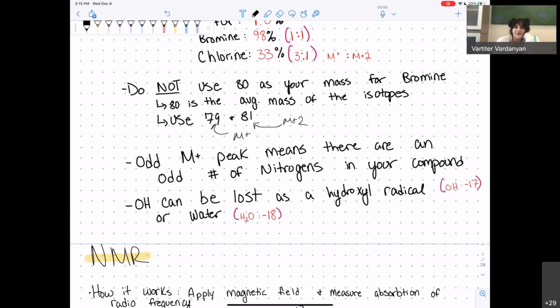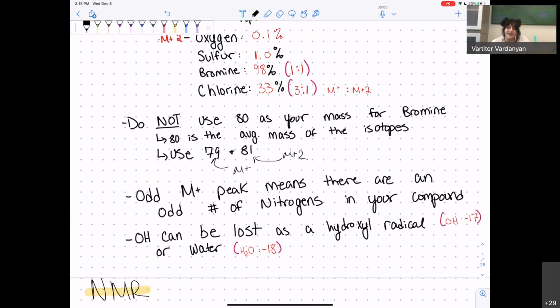If he asks you a question like, what is represented by a -17 or a -18 peak? All that means is you lost an OH. The reason it can be 17 or 18 is because you can lose it as OH or you can lose it as H2O. That is it for mass spec.